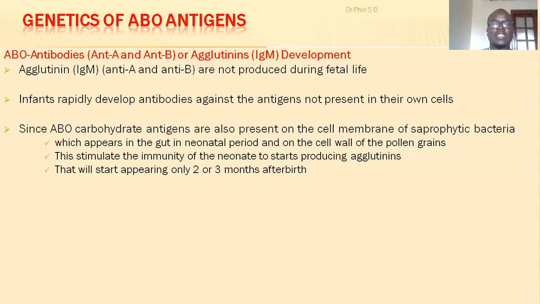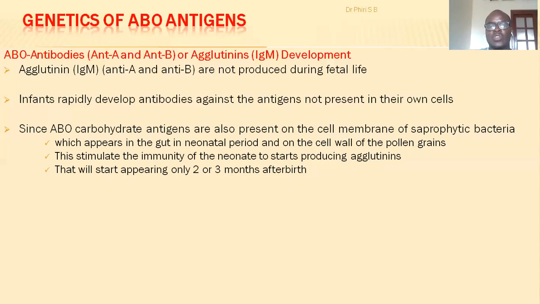Because of that, they are going to stimulate the immunity of the neonate to start producing agglutinins or antibodies against them. And that will start appearing only 2 to 3 months after birth, meaning that the production of antibodies will only start 2 to 3 months after birth. This will be stimulated because of the presence of saprophytic bacteria and pollen that also have the ABO antigens on the plasma membrane of these cells.